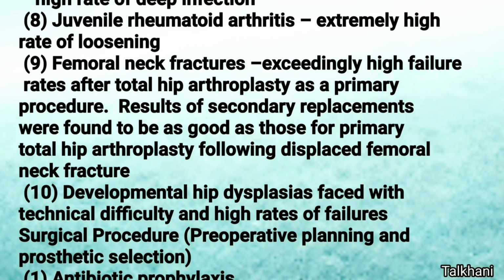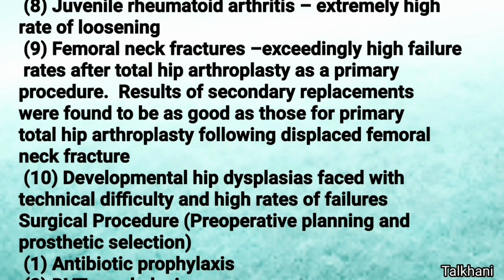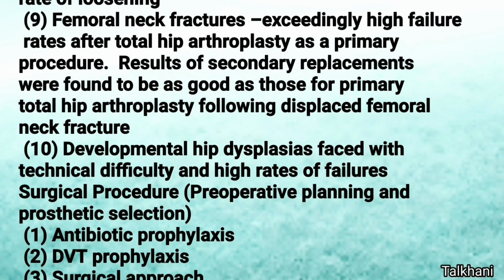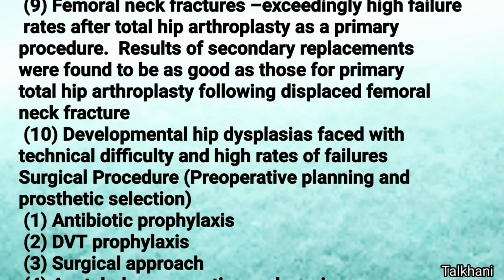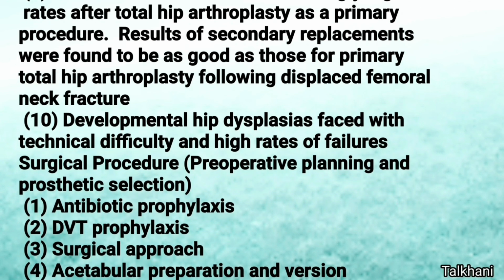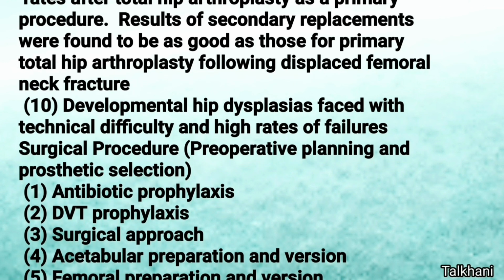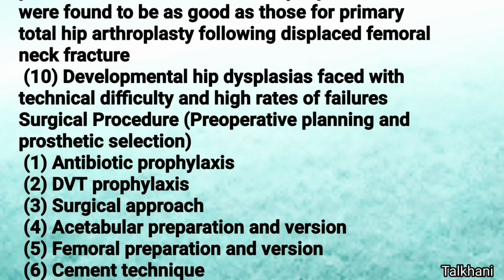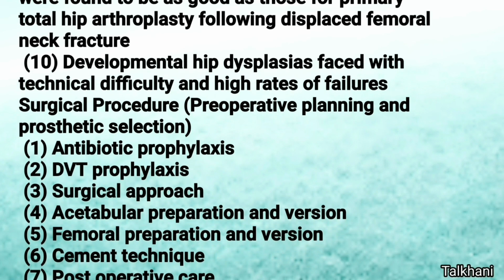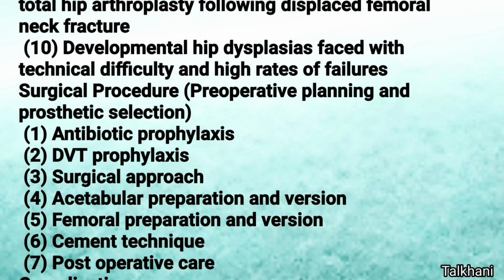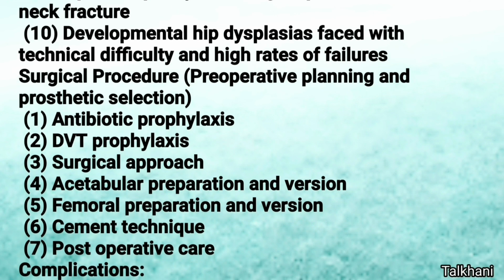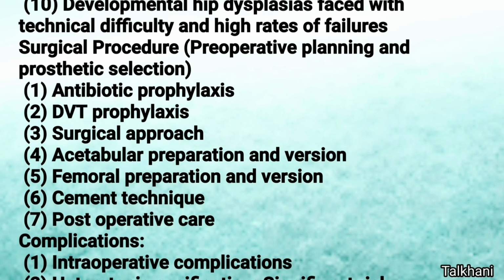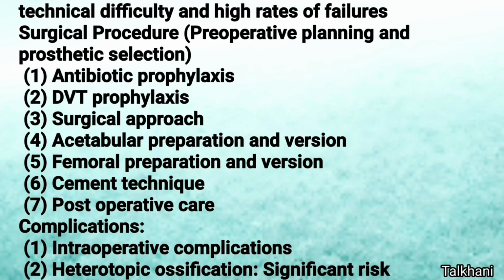Surgical techniques of hip arthroplasty must include preoperative planning and prosthetic selection. We need to be familiar with the following aspects of hip arthroplasty. Number 1, antibiotic prophylaxis. Number 2, DVT prophylaxis. Number 3, surgical approaches. Number 4, acetabular preparation and version. Number 5, femoral preparation and version. Number 6, cement techniques. And number 7, post-operative care.